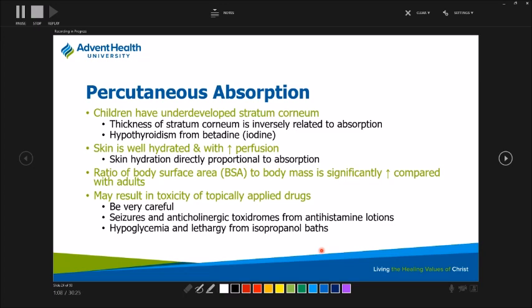This is why a lot of times certain cleansers cannot be used on neonates, especially isopropyl alcohol. They don't use that anymore. It actually led to hypoglycemia due to the fact they don't have a lot of good glycogen stores. Seizures have happened by putting things like Benadryl lotion on these patients. So this is why we avoid that. Just be aware their skin is very likely to absorb a lot of stuff.